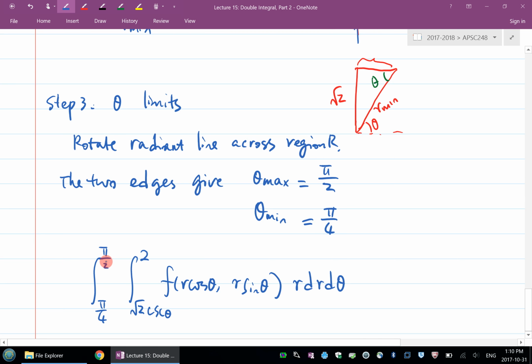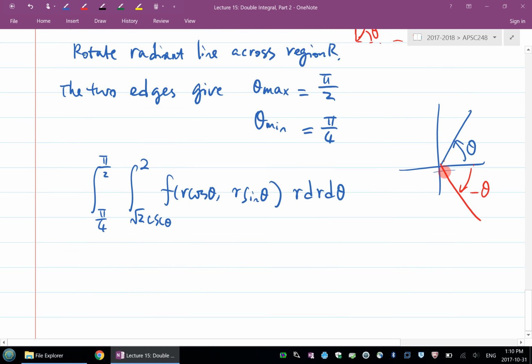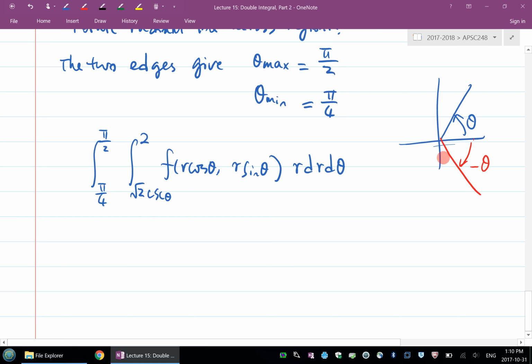Because remember, the definition of theta is always the angle between the line and the x-axis. So if you draw a line from the bottom here, if this is one edge, this angle here, drawn from here to here, becomes a negative theta, a negative angle. So that could be a negative number. Okay, so let's look at an example here to illustrate this.